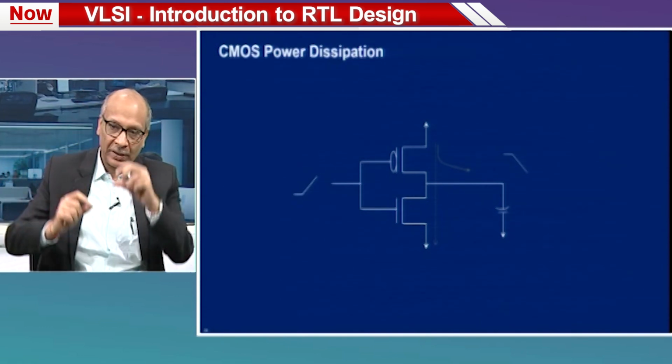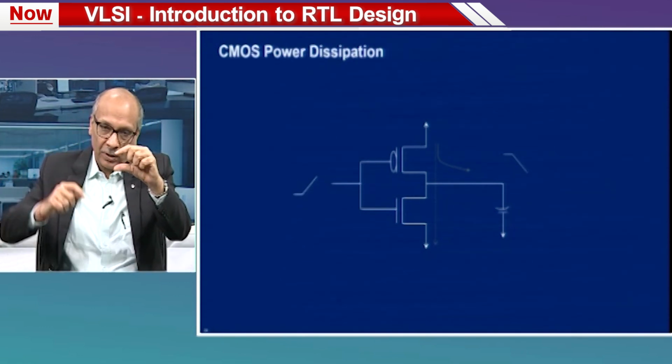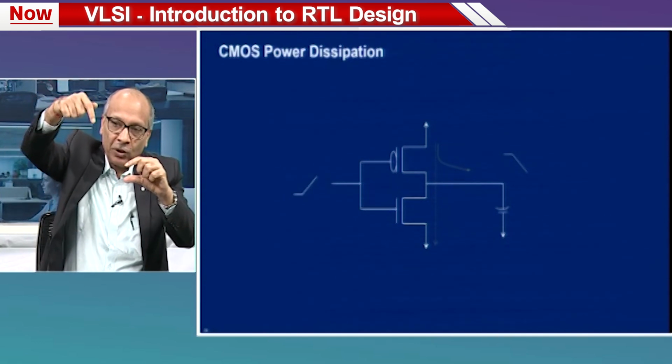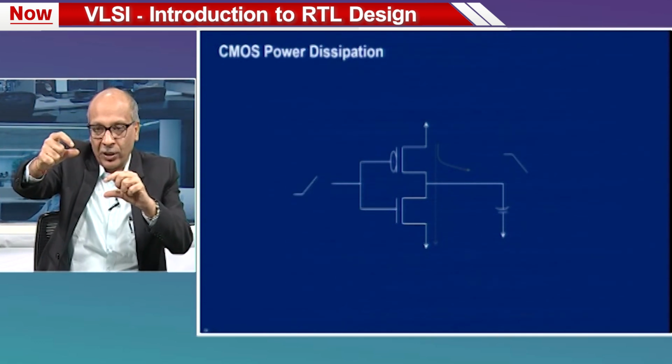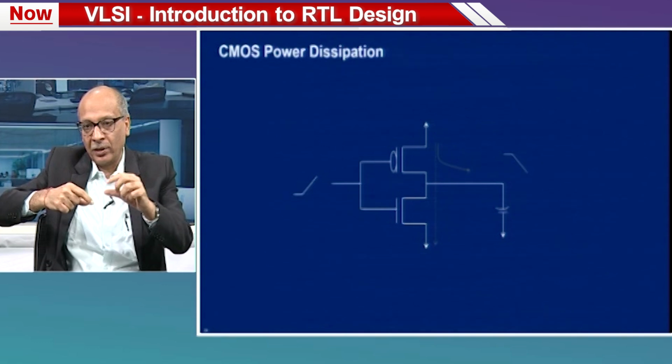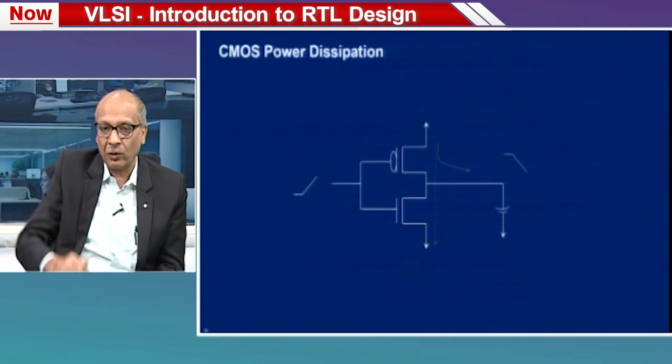That means for that duration, the current will go from VCC to ground, because PMOS is also partially on and NMOS is also partially on. So, the current is going from VCC to ground.